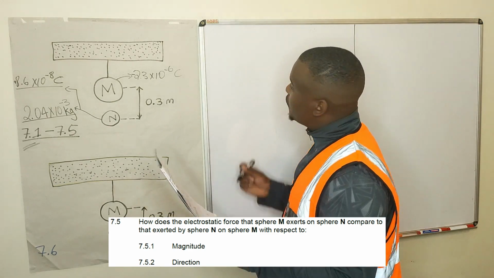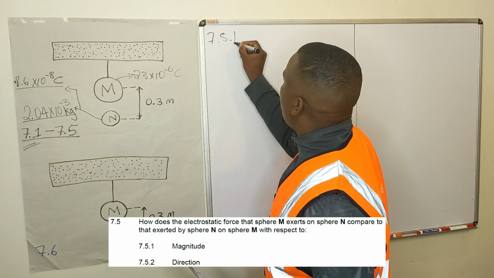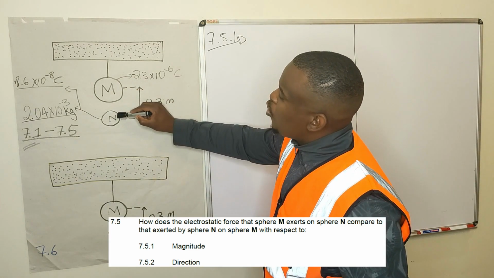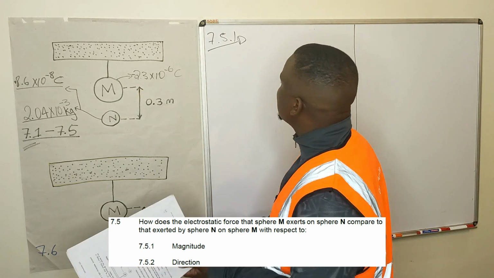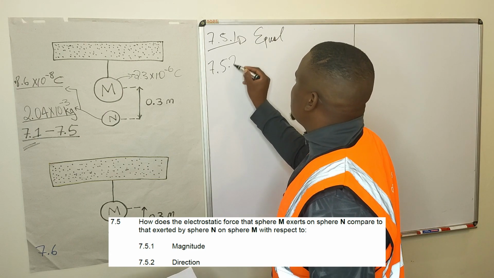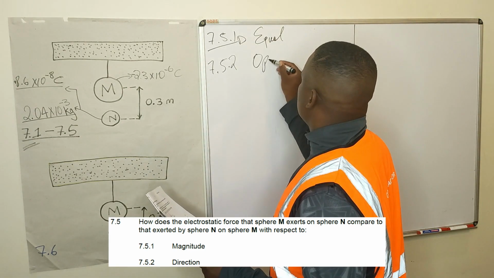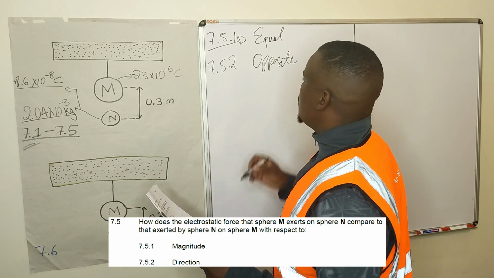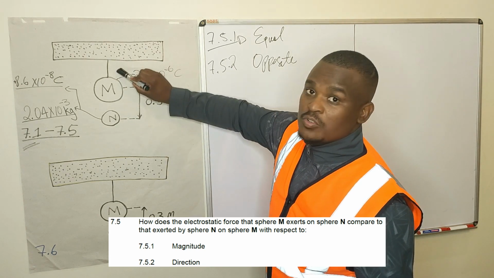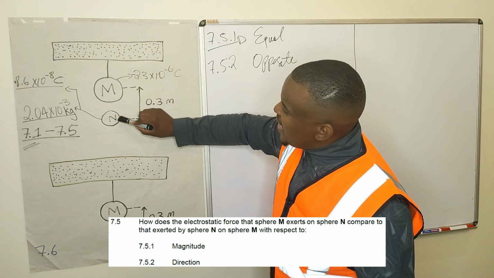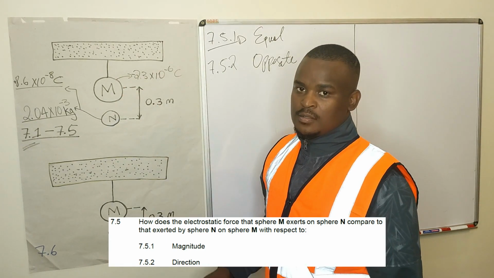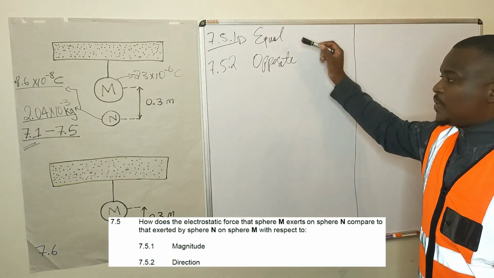So the magnitude of the force exerted by M on N, compared to that exerted by N on M, is equal. But the direction is opposite. Since the force exerted by M on N is upwards, which is attraction, N will also exert an equal force but downwards, attracting M downwards. That's why we say they are equal forces but in opposite directions.